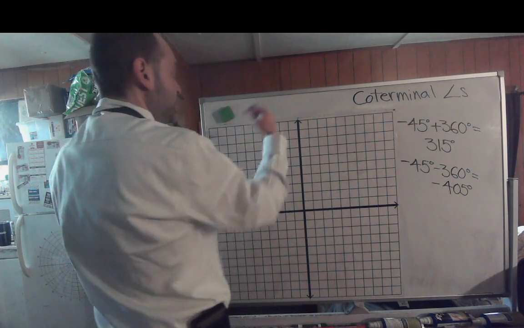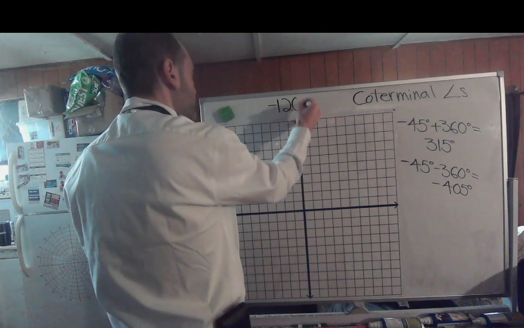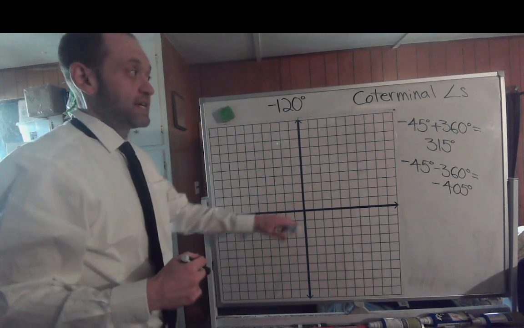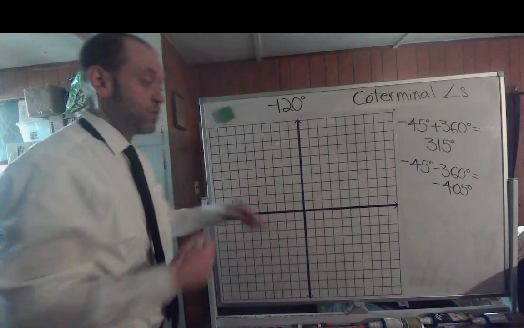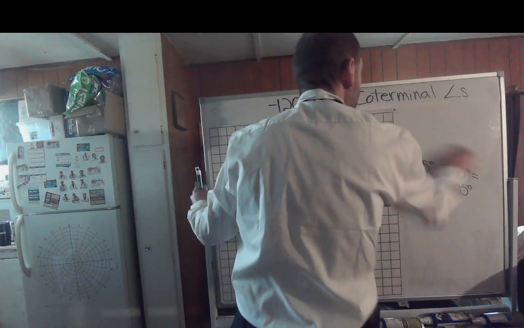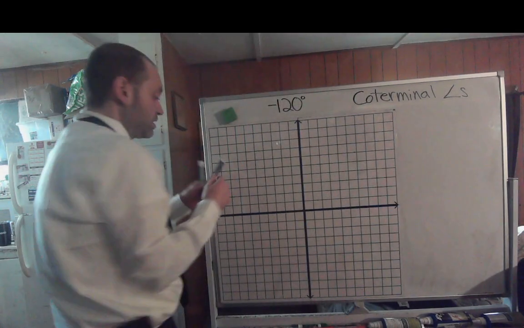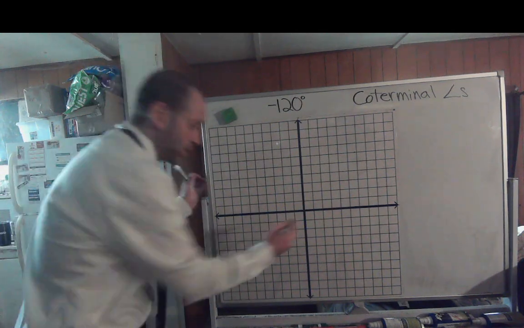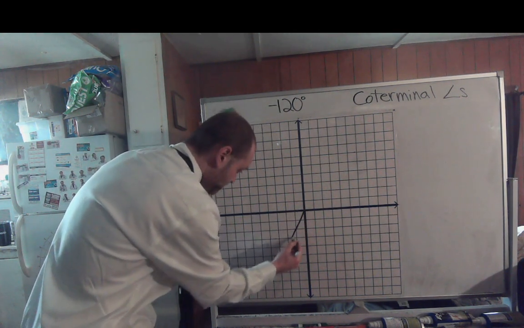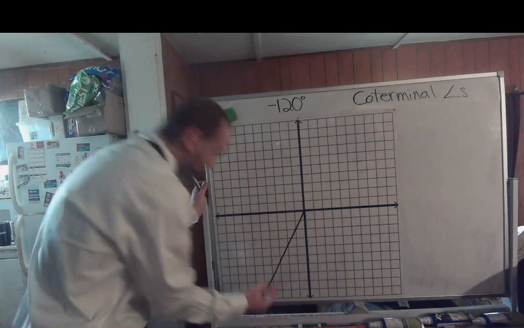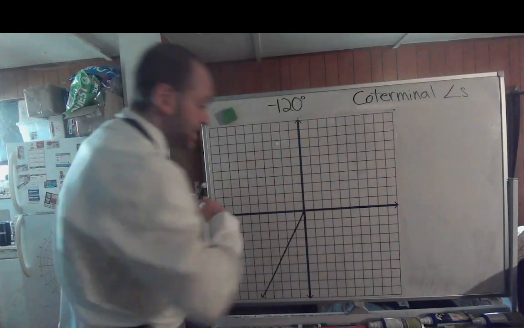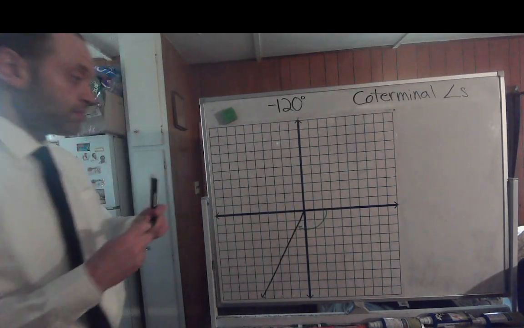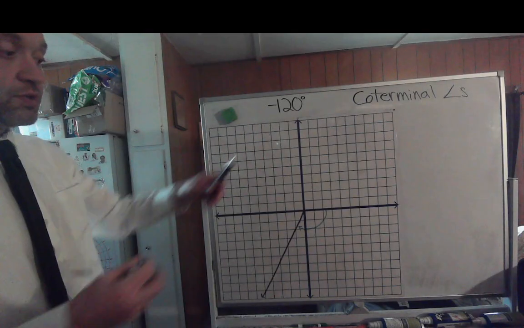All right, why don't I sketch a negative 120 degree angle? So negative 120 means, again, I'm going clockwise this time. So if I'm going clockwise, that's going to put me actually in the 3rd quadrant, which would put me right here. So there's my negative 120 degree angle from the starting position, because I'm going clockwise, so it's negative.